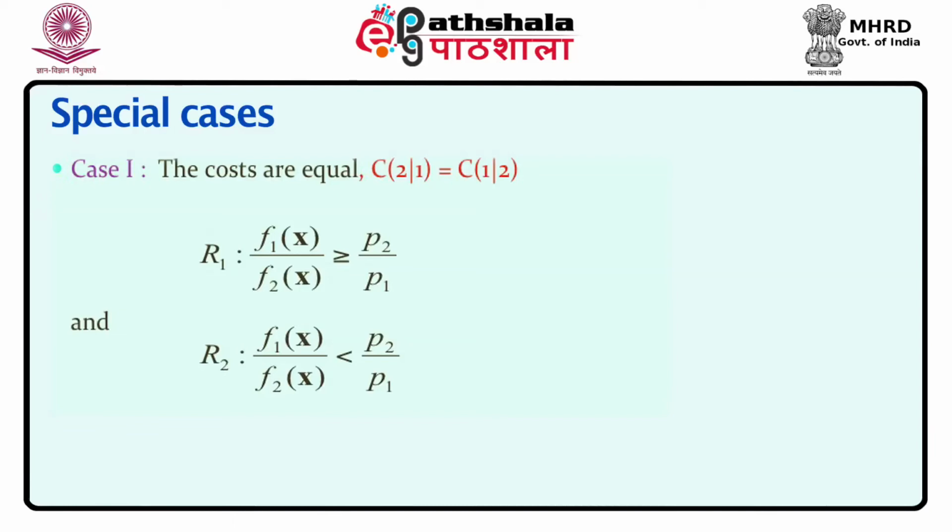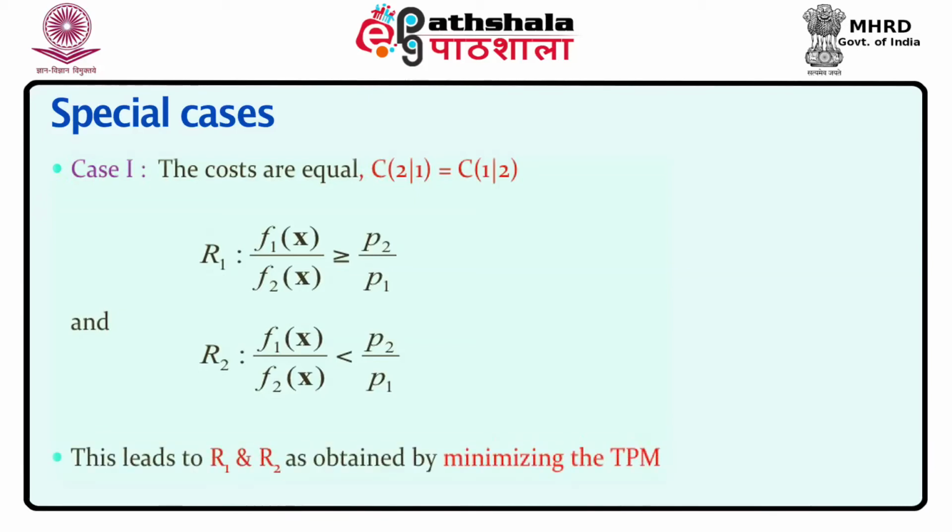Now if you look at this result and see how it comes about, it's basically when you take the costs equal, that is, you are ignoring the costs because they are equal. So what should this lead to? Obviously this should lead to the minimization of the total probability of misclassification. So the rule obtained by minimizing the total probability of misclassification comes out as a special case of the minimum ECM rule, where the two costs are equal.